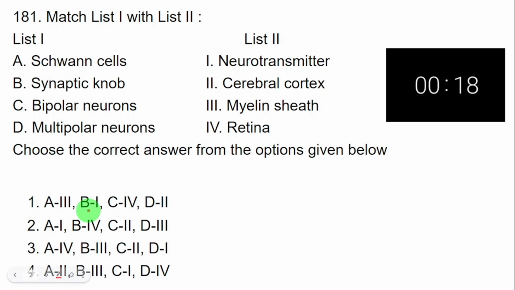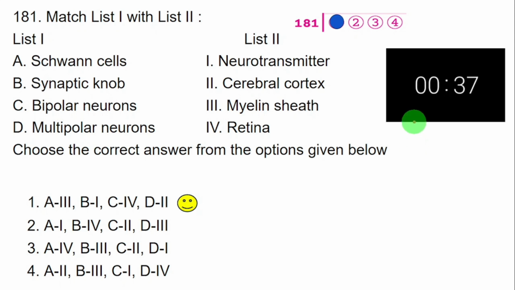B is synaptic knob. It secretes neurotransmitter, correct. C, bipolar neuron retina, and multipolar cortex. Yes. So option 1 is the answer. Mark it on the OMR sheet. And you're done with this question in 30 seconds. So let's try to understand all of these.